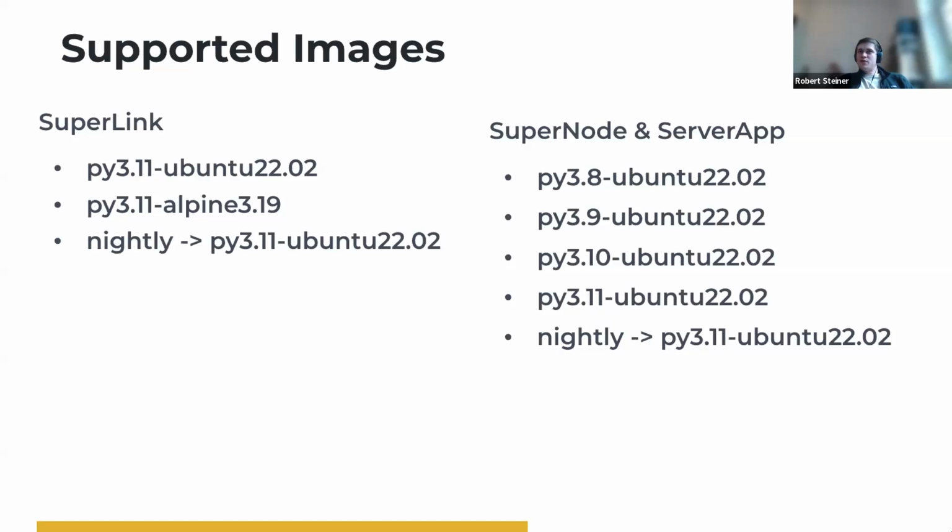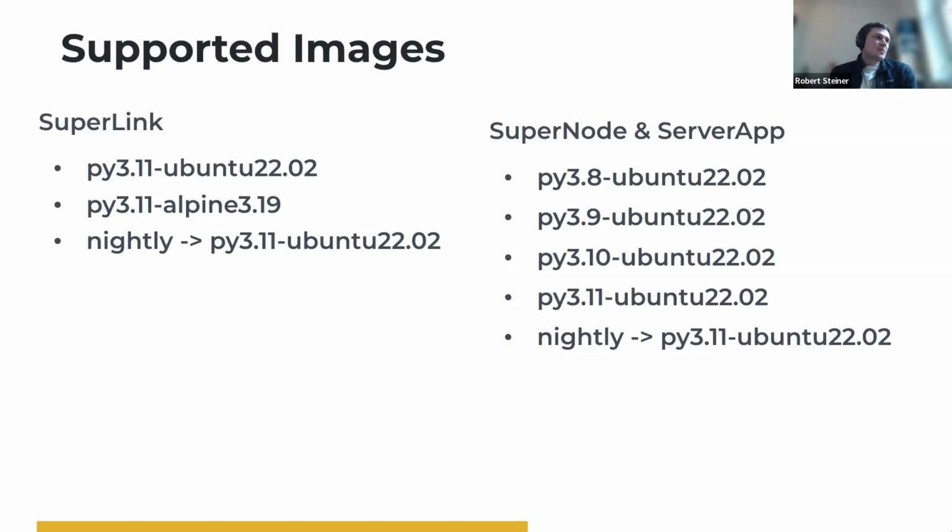So for the Superlink, you can expect that it will always be the latest Python version that we support in Flower. For Supernode and Server App, we will support all the versions that we also support in Python, so from 3.8 through 3.11. They are all based on the Ubuntu image. And we will also have a nightly image, and there we use Python 3.11.